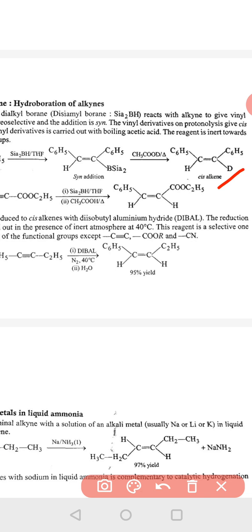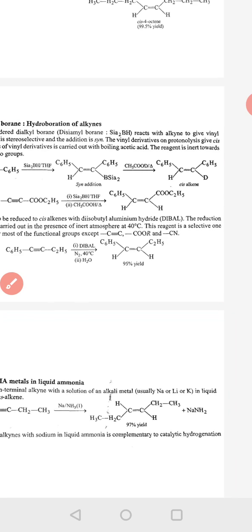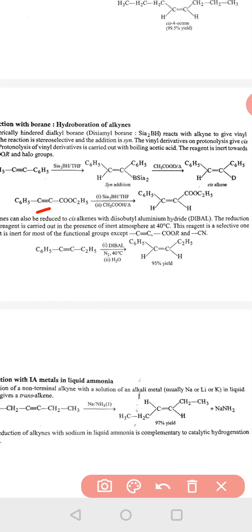I just said that this reagent is inert towards some of the functional groups, and if these functional groups are present along with the triple bond, then these functional groups do not undergo any reduction, and only the triple bond undergoes partial reduction, and we get a cis alkene as the product. In this example, along with a triple bond, COO group is also present in the compound, but this group is not touched, and only the triple bond undergoes partial reduction, and we get an alkene as the product.